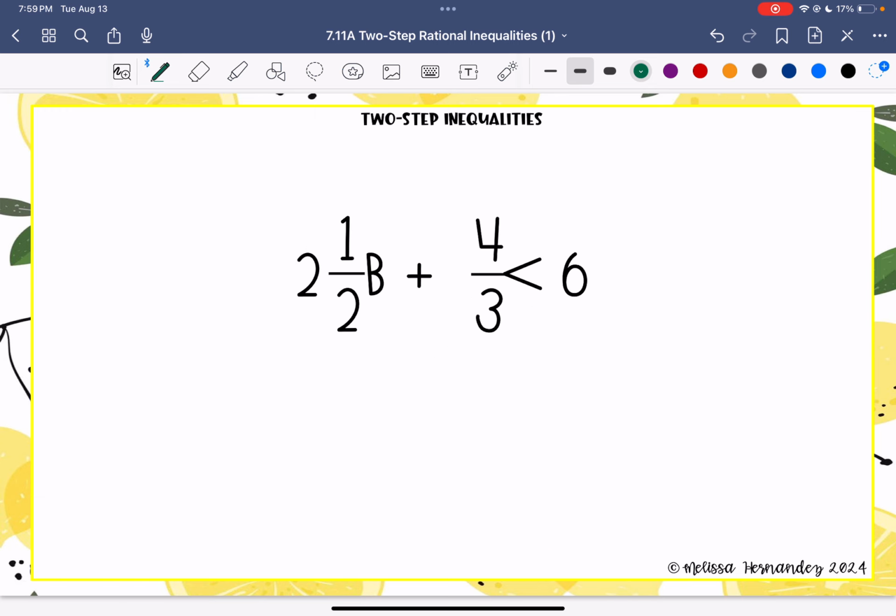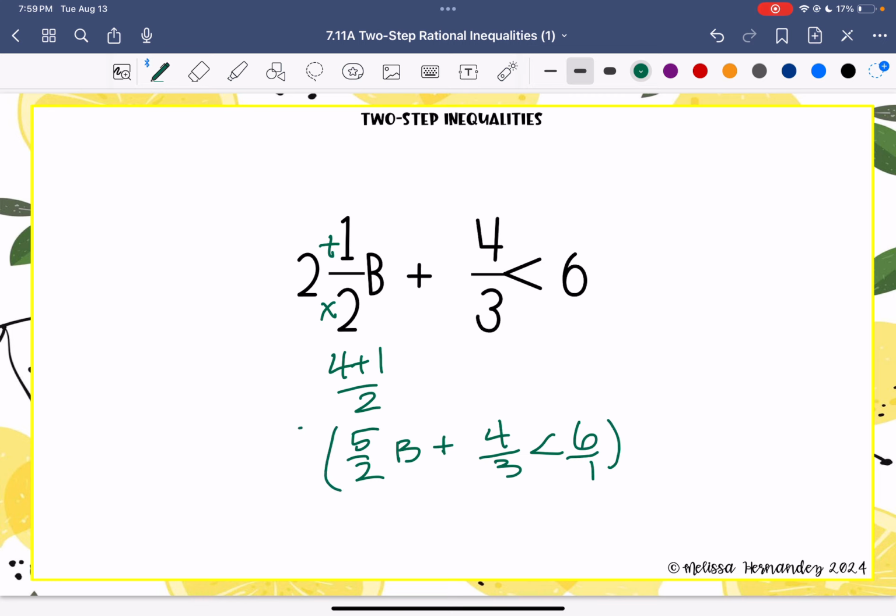And the only reason I'm doing this is I'm going to show you how to get rid of these fractions. Okay. So the first thing you want to do is convert 2.5 to an improper fraction. So it's 2 times 2 plus 1. So that becomes 4 plus 1 over 2, which is 5 over 2, times b plus 4/3 is less than 6. Okay, so I want a number that 2 can go into, 3 goes into, and 1 without a remainder, which will give me 6. So I'll use 6 over 1.